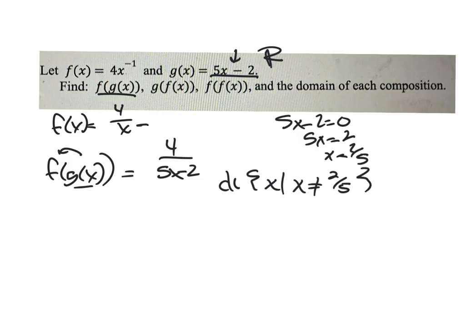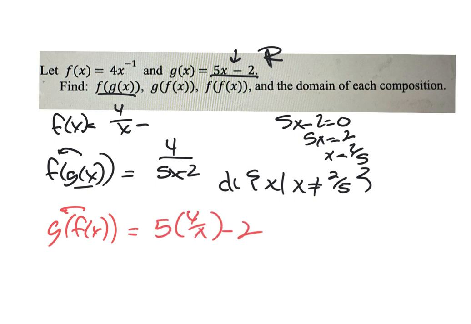Now I'm going to change the color and do g of f of x. All right, so this time I'm plugging f into g. So I'm taking this 4 over x and putting it right here. Now I should have done the domain first. Domain of this one, of f of x, because it is 4 over x, the domain is everything except for 0. So the domain when I first started this was x can't be 0.